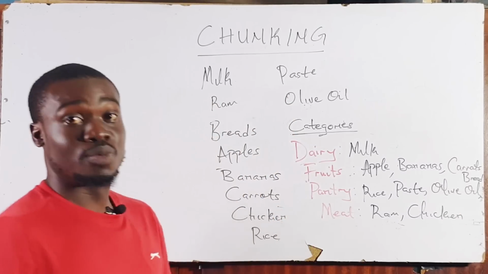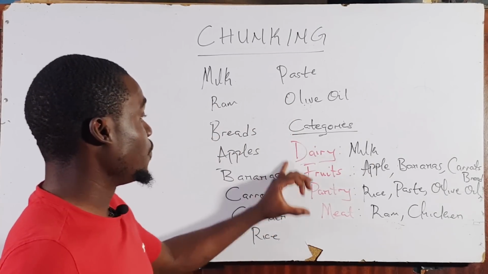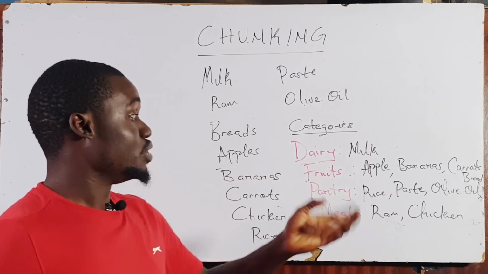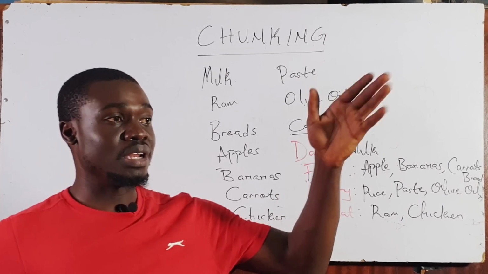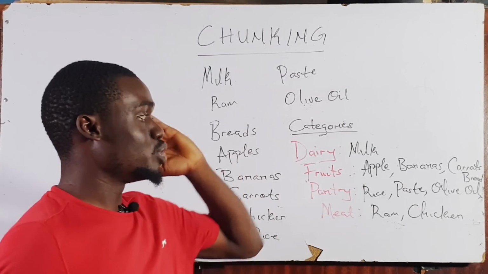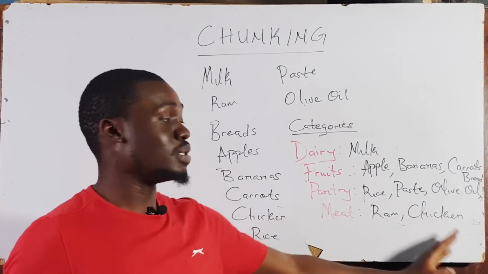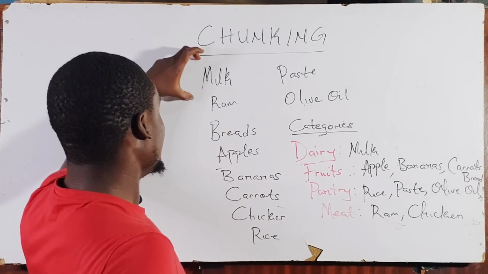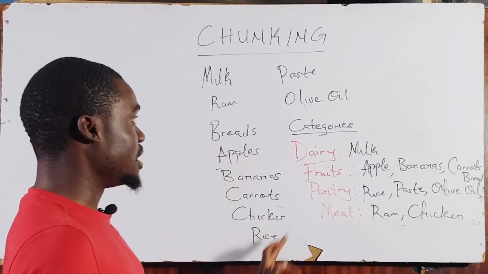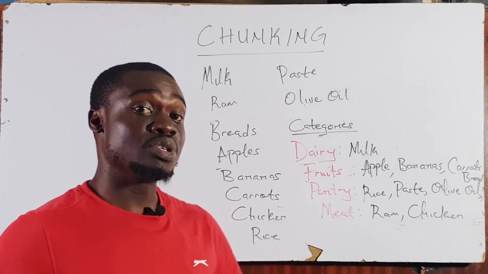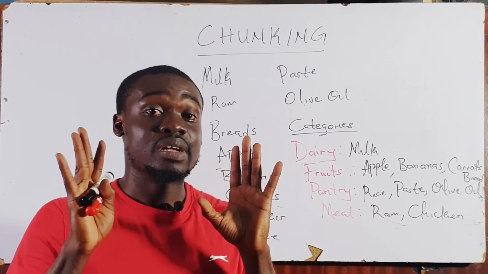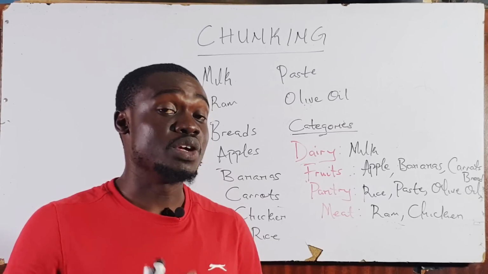Now as we've categorized them into 4 categories, all you need to remember is dairy. When you talk about dairy, you remember milk. When you talk about fruits, you remember the fruits. When you talk about pantry, you remember this. And when you talk about meat, you remember this. Instead of trying to memorize everything at once. So that's the best way you can apply chunking when it comes to words.